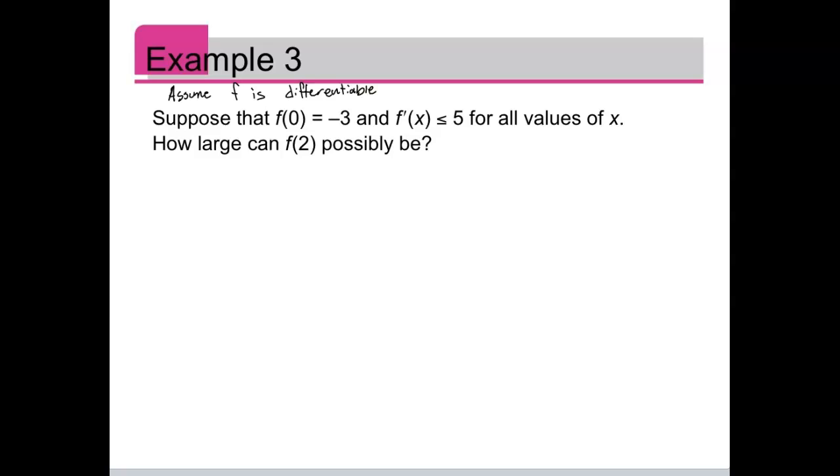All right, so since we're talking about a differentiable function, that also means it's continuous. So we should be able to apply the mean value theorem to it. So we can see here, based on their inputs, they're talking about the interval from 0 to 2. And so if I were to apply the mean value theorem, so I'll say by MVT, there exists C on the interval from 0 to 2, such that f prime of C will equal f of 2 minus f of 0 over 2 minus 0.